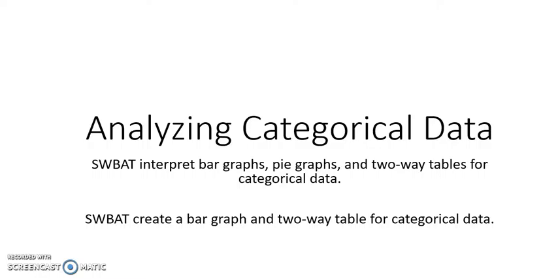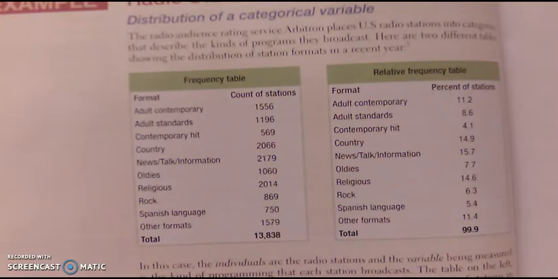Analyzing categorical data. Students will be able to interpret bar graphs, pie graphs, and two-way tables for categorical data. And students will be able to create a bar graph and two-way table for categorical data. In this lesson, we'll be looking mostly at examples from your book.